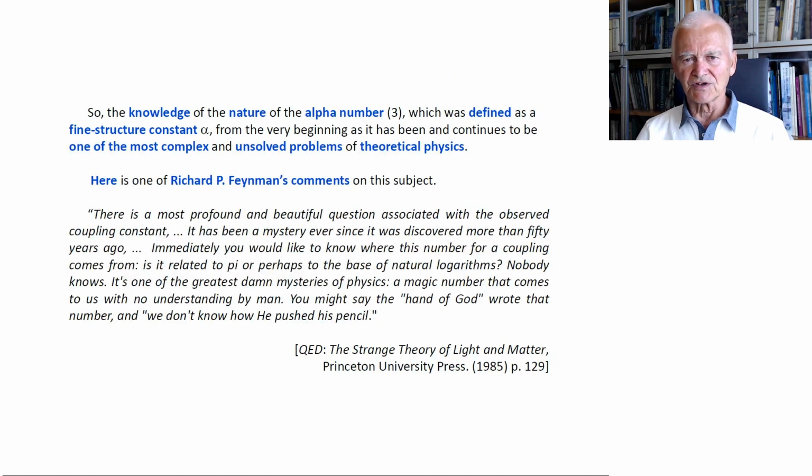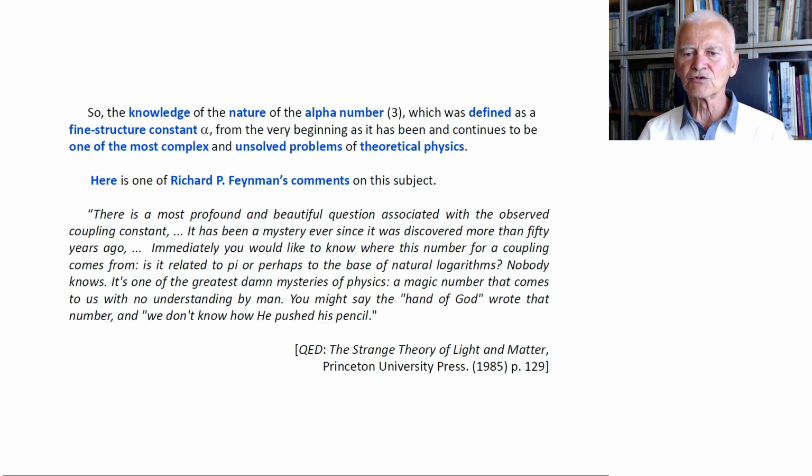So the knowledge of the nature of the alpha number 3, which was defined as the fine structure constant alpha, has been from the very beginning and continues to be one of the most complex and unsolved problems of theoretical physics. Here is one of Richard Feynman's famous comments on this subject. There is a most profound and beautiful question associated with the observed coupling constant. It has been a mystery ever since it was discovered more than 50 years ago.